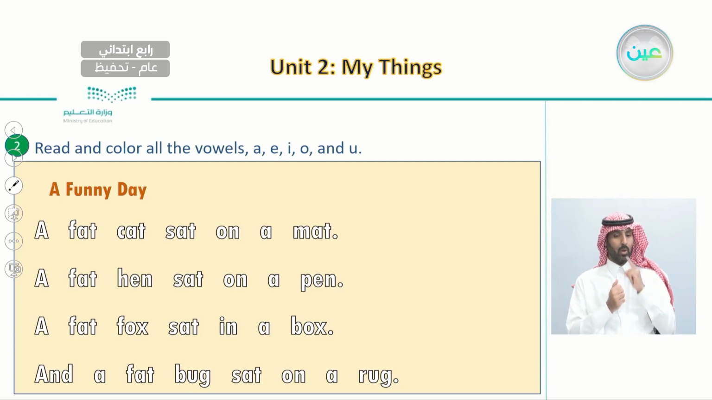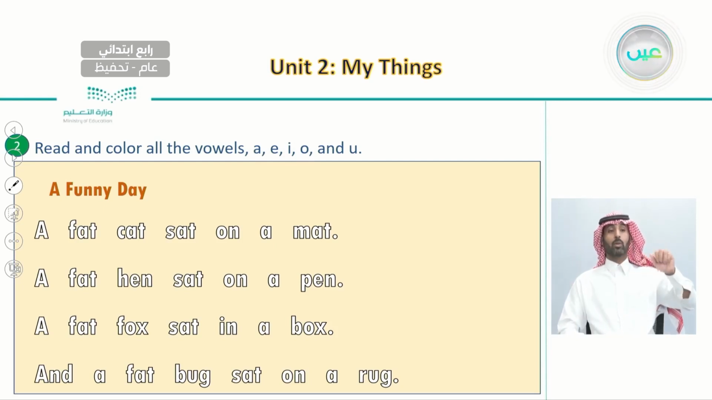is an interesting one. Here we're going to read and color all the vowels, which are A, E, I, O, and U. So let's read the story and try to color all the vowels. So the story is called A Funny Day.